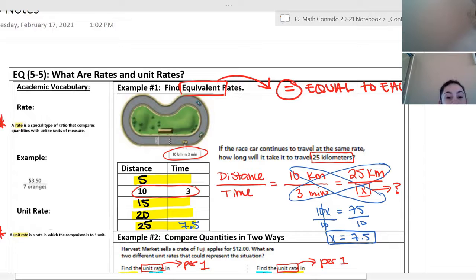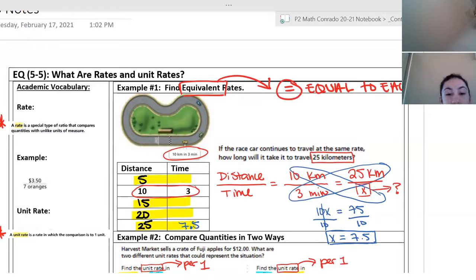So at this time, go ahead and take the next minute and a half to find the time for when you travel 5 kilometers, 15 kilometers, and 20 kilometers.